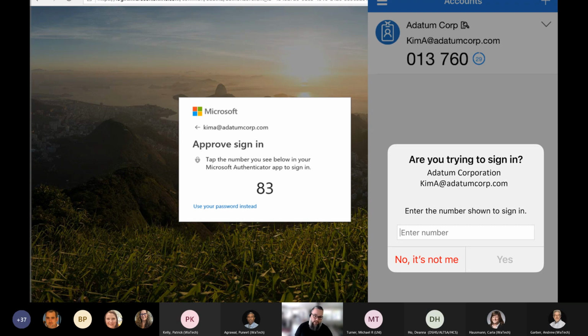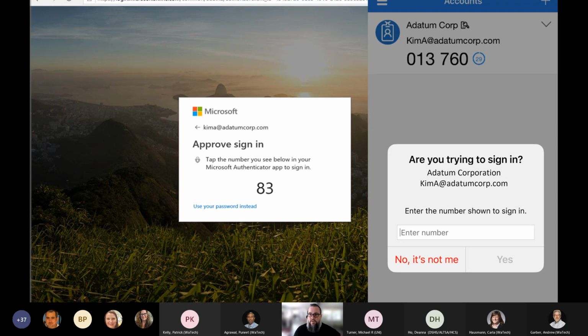On the Microsoft Authenticator, it's a little different. It's the same basic principle though, in that on the login screen, I've logged in and it says, cool, your number is 83. Now I go over to my Authenticator and it says, are you trying to log in? And I can either say no, it's not me, and it's like abort, I'm out of here. Or I can put the number in and hit yes. Now, the nice thing here is the only person that knows what that number is is the person that is trying to log in.